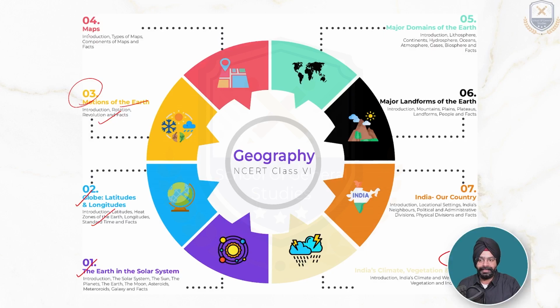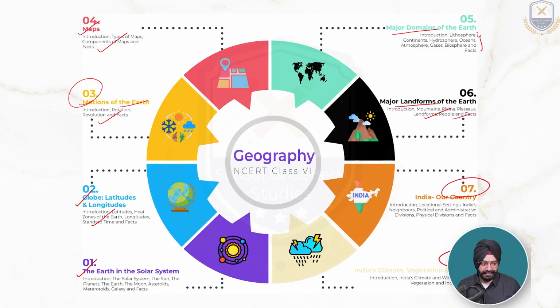Then we will be looking at maps, like how we can represent the whole Earth or a portion of Earth which we need to understand or locate some things on the world. Then in chapter 5, we will be looking at the major domains of the Earth, like what all components of the Earth are, or how the Earth is divided into multiple parts, or how we can study all of them. Next, we will be looking at the landforms on our Earth, like for example the mountains, the plains, the plateaus, and the people and the other facts as well.